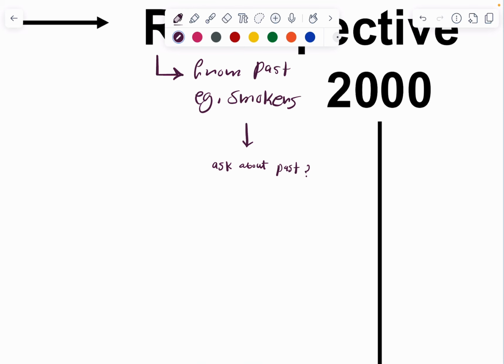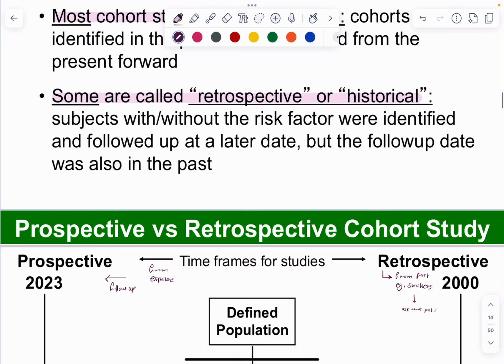Now there is a third thing which we call the historical perspective. This is also called ambispective. Okay, ambispective.